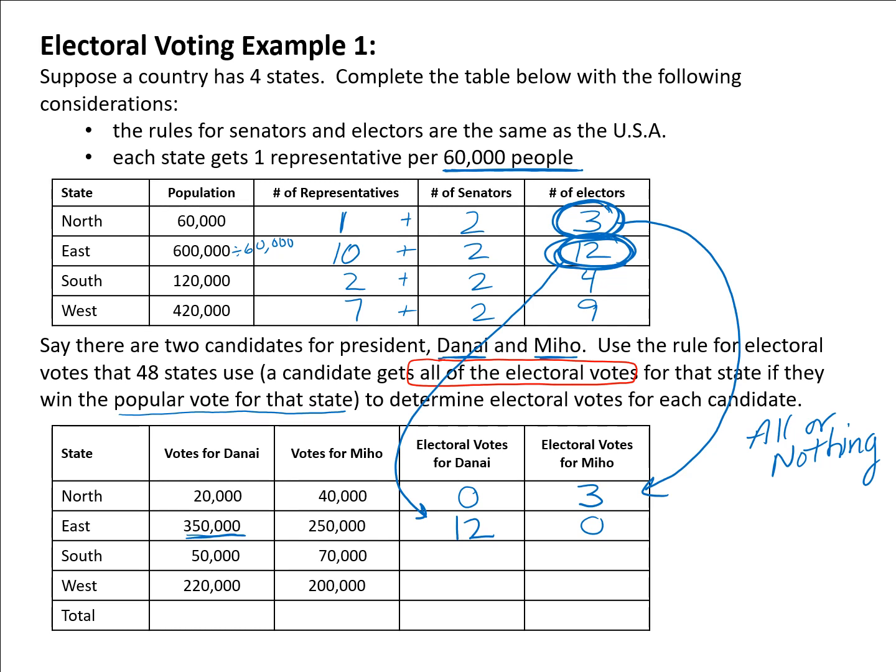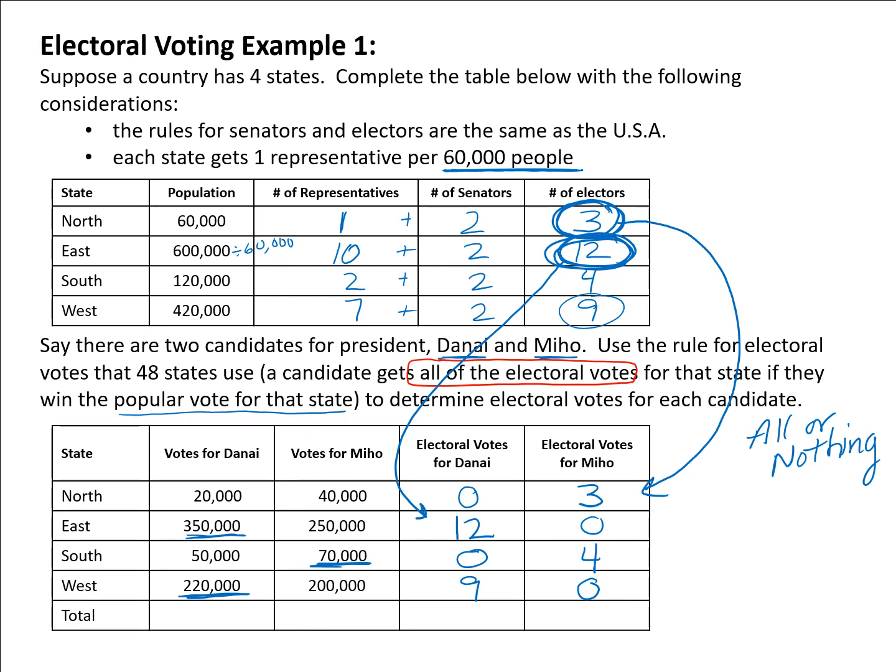And we'll do the same thing for South. South, Miho is winning with 70,000 votes. So all of South's electoral votes go to Miho. That means 0 go to Dene. And then finally for West, Dene is winning by just 20,000 votes. Dene has 220,000 compared to Miho's 200,000. So West's 9 votes all go to Dene. And so that means Miho gets 0.